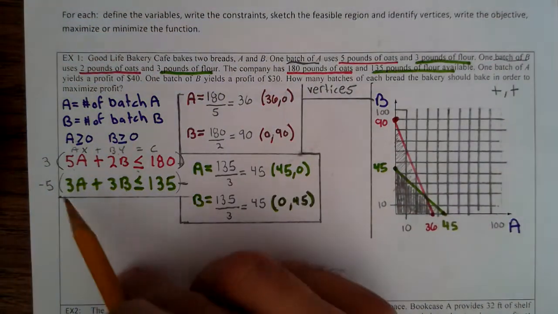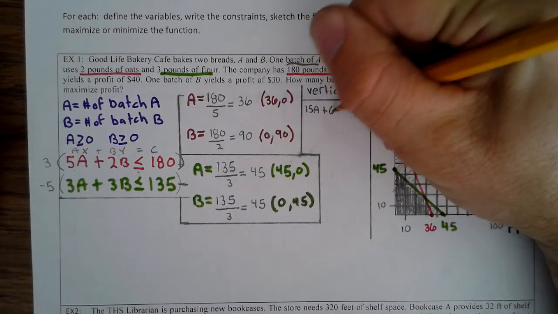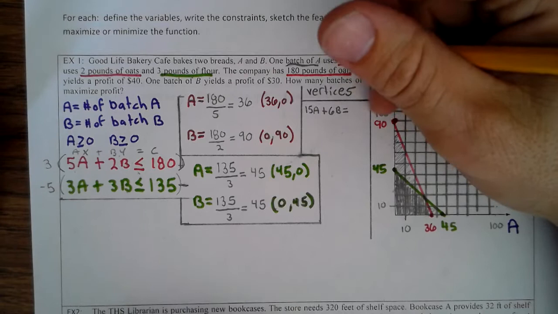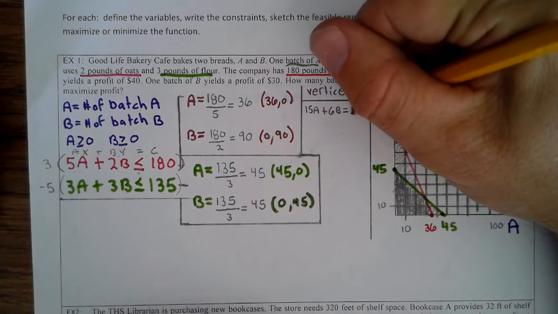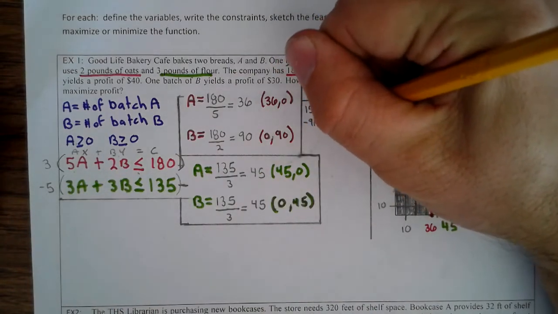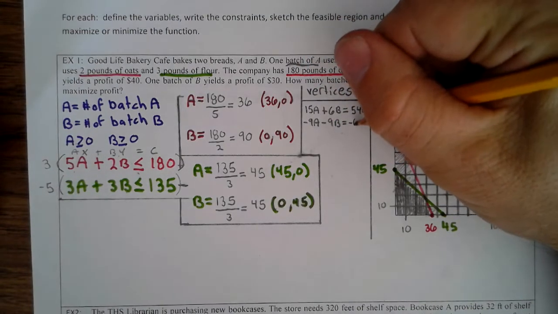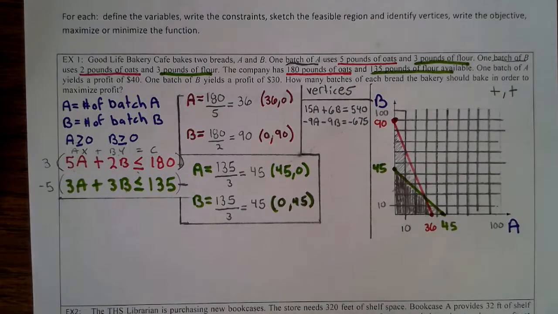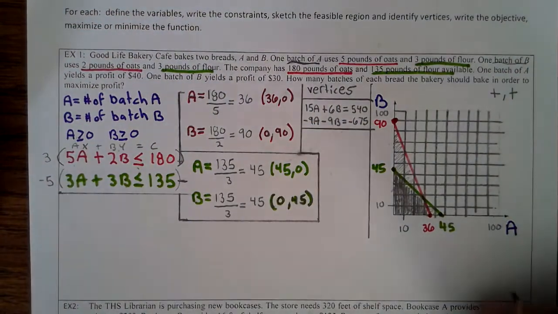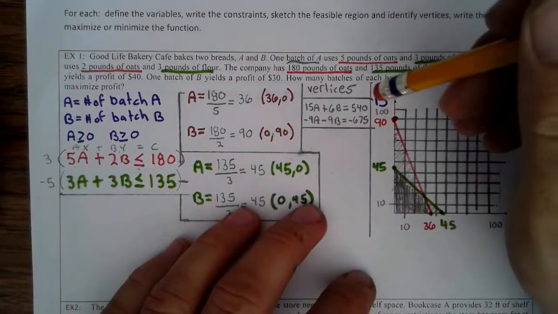Okay? So that's 15a plus 6b. And we're just going to go to equal because we just need to find a and b equals 540. Now, -3 times that's negative 9a minus 9b equals negative 675. So that, wait a second. That's not right.